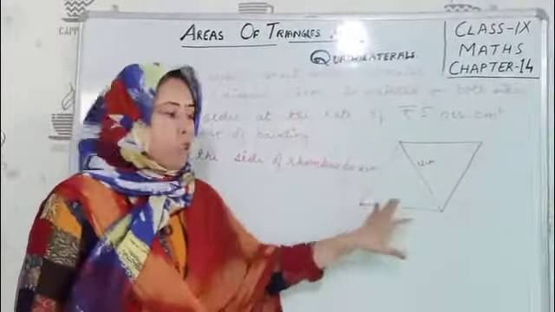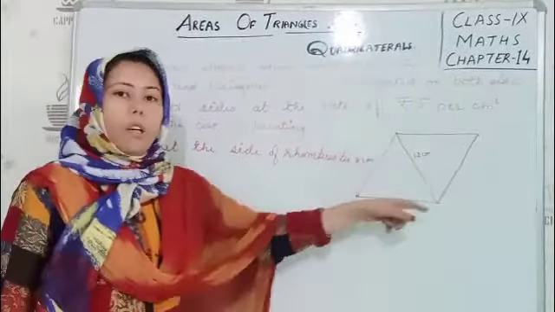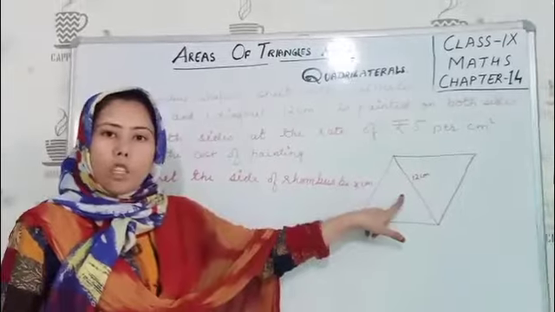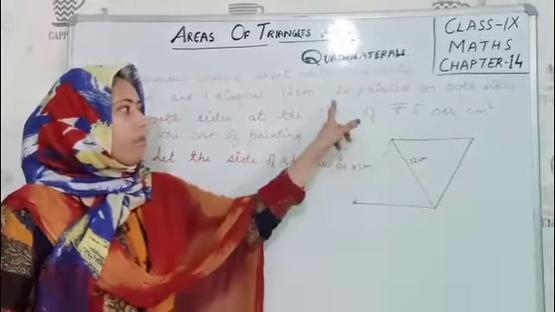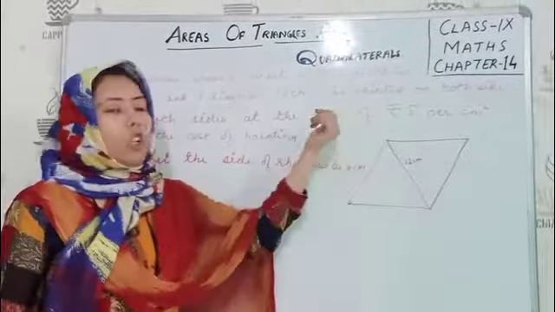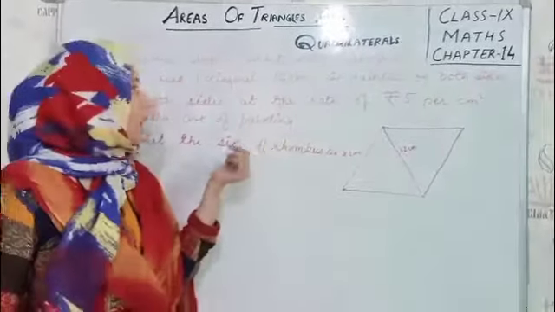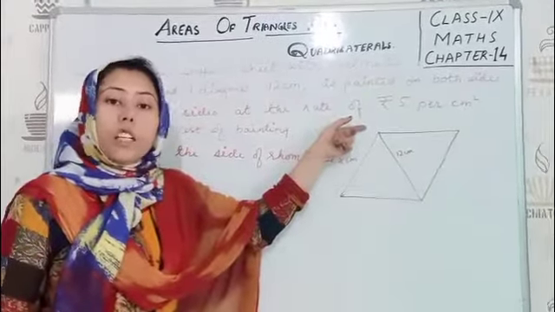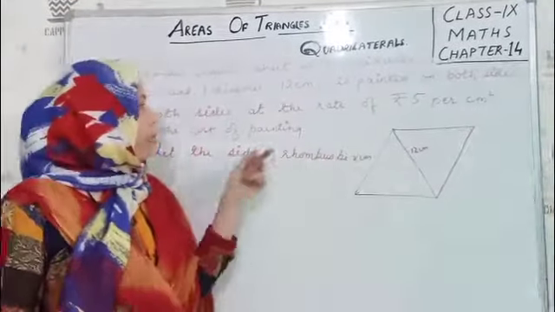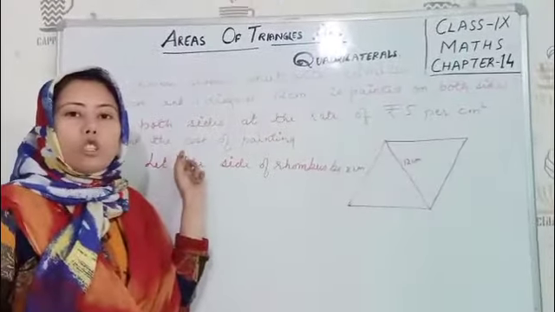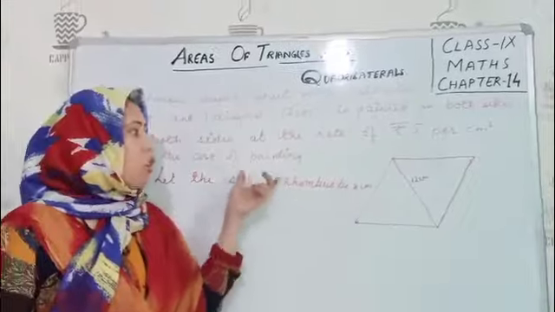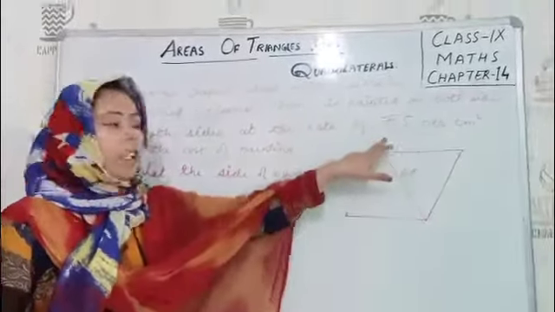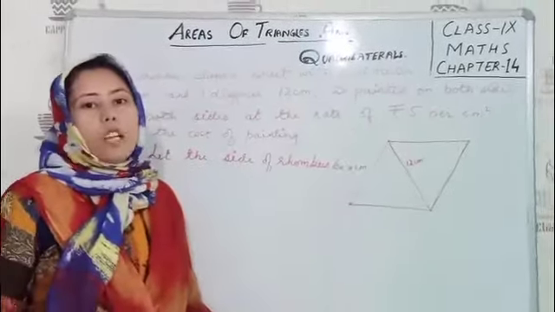Rhombus दिया है, उसकी size नहीं मालूम है, but perimeter is given that is 40 centimeter and one diagonal is given that is 12 centimeter. That rhombus is painted on both sides, दोनों तरफ उसमें पेंट करना है हमको at the rate of ₹5 per centimeter square. Okay, then we have to find the cost of painting. तो cost of painting के लिए we want area and rate. Rate is given, area we have to calculate.